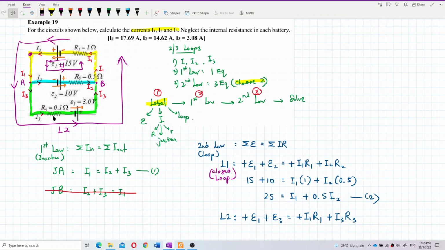That's why I chose the loop direction anti-clockwise rather than clockwise. I chose anti-clockwise, so you see all I get are positive values. Then it's easy for me to solve. But if you choose the loop direction clockwise, that is also fine, no problem. You just get all values negative. Negative values are very hard to deal with. Sometimes you make mistakes.